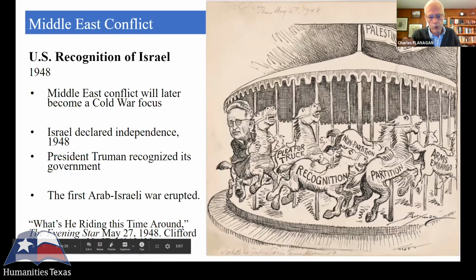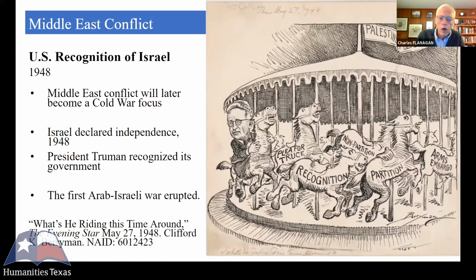Well, we had so far talking about conflict in Europe and domestic communism at home. A whole other area of conflict is going to emerge in 1948, and that's the Middle East. And this cartoon is the merry-go-round. It's labeled Palestine Policy. And this time around, what is Harry Truman riding? Which horse? Ultimately, President Truman, to many people's surprise, recognized the state of Israel that was establishing itself within Palestine. And so the U.S. now is on the side of Israel, and immediately the first Arab-Israeli war erupts.